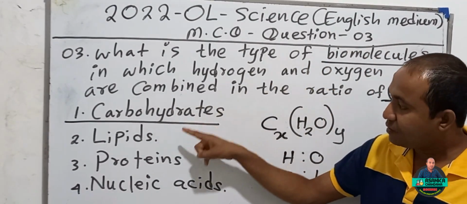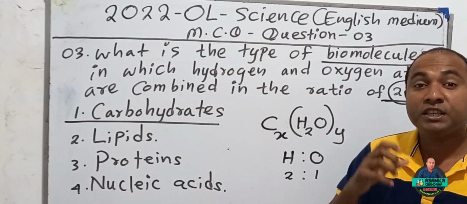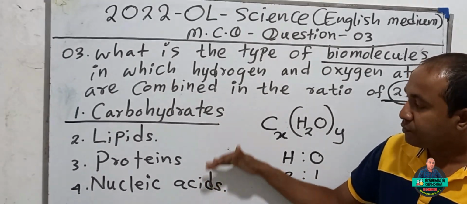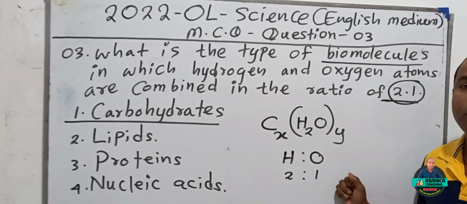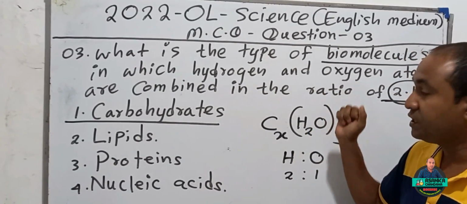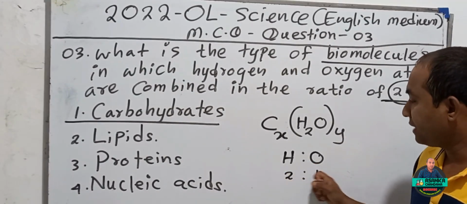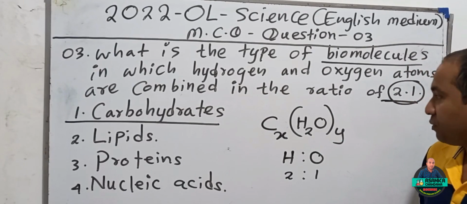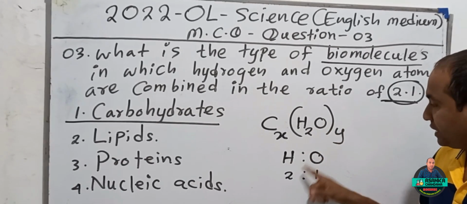But when we consider the lipids, the hydrogen and oxygen ratio of the lipid is much higher than 2:1. And also, in the protein and nucleic acid, the hydrogen and oxygen ratio is not 2:1. You must especially remember that the hydrogen and oxygen ratio of the carbohydrate is 2:1. To take this answer I used the common formula of the carbohydrates. What is the common formula of the carbohydrate? CxH2OY. Here the hydrogen and oxygen ratio is 2:1.